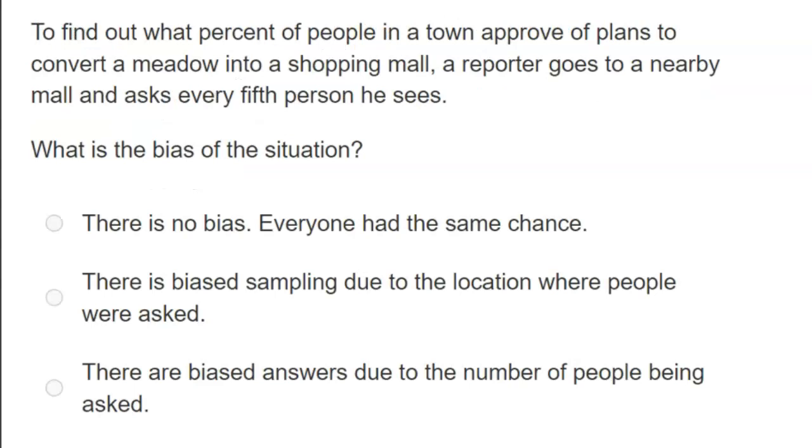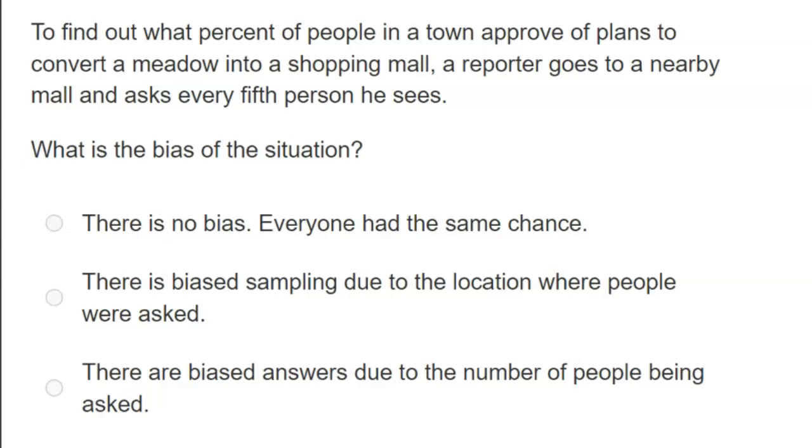Okay, to find what percent of people in a town approve of plans to convert a meadow into a shopping mall, a reporter goes to a nearby mall and asks every 5th person, what is the bias of this situation? So the first one, there is no bias. Everyone had the same chance. So this isn't exactly true.